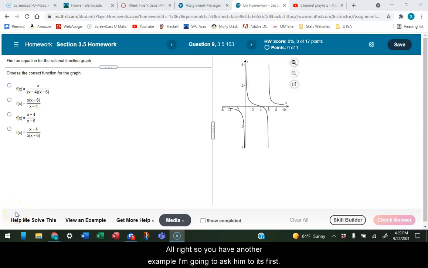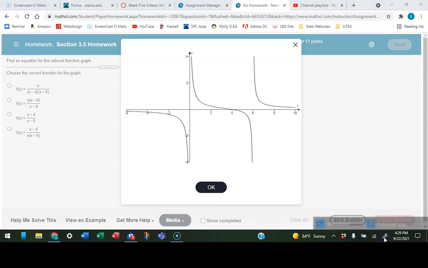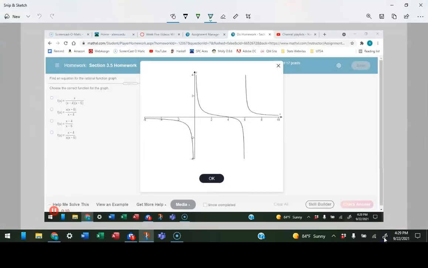All right, so yet another example. I'm going to look at asymptotes first. So when I look at this asymptote, I see that I've got a vertical asymptote at x equals 0. So I know I've got to have just an x in my denominator. And I've got another vertical asymptote at x equals 6, so I've got an x minus 6 in my denominator.